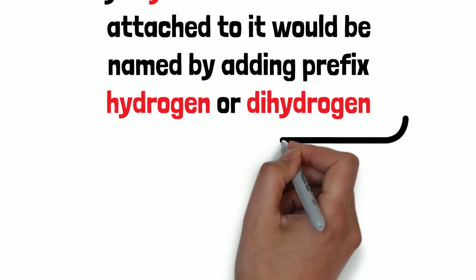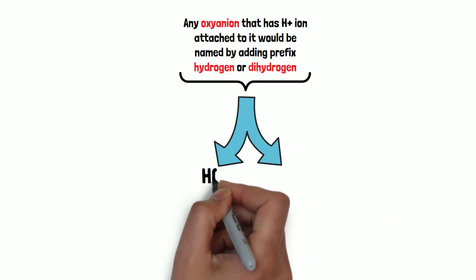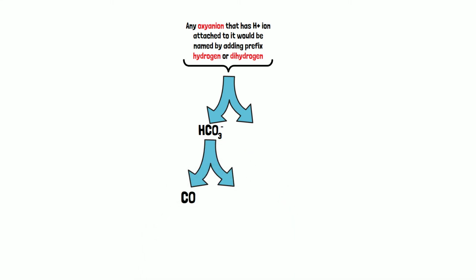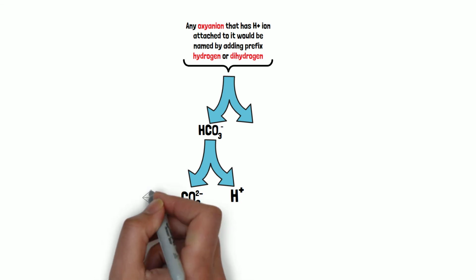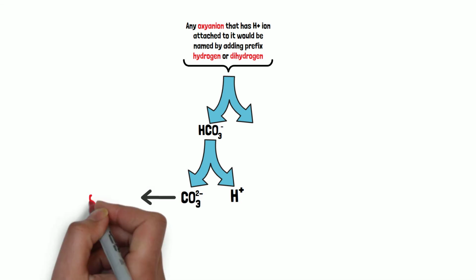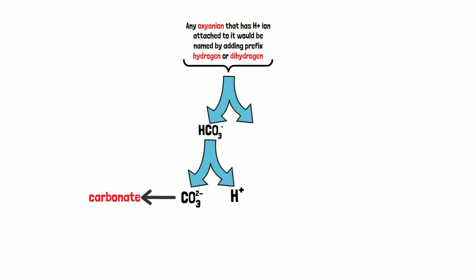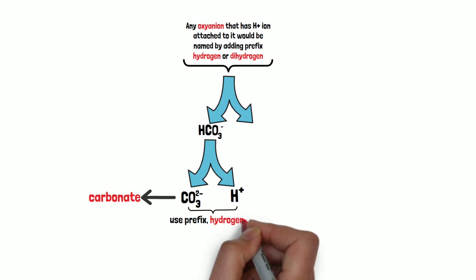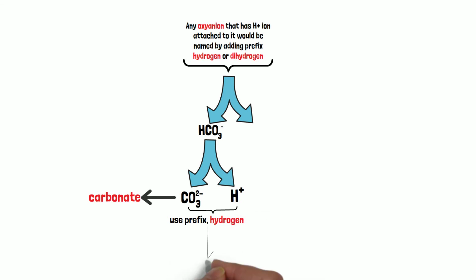The polyatomic ion HCO3- is made up of oxyanion CO3 2- and H+ ion. CO3 2- is a polyatomic ion known as carbonate. So, as mentioned earlier, the prefix hydrogen is going to be added to the name of the oxyanion. Thus, the polyatomic ion HCO3- is known as hydrogen carbonate ion.